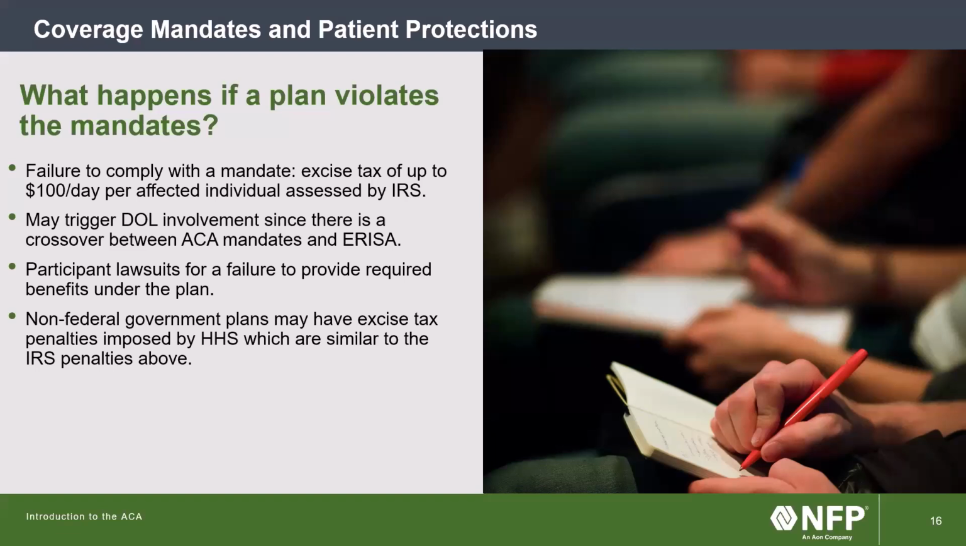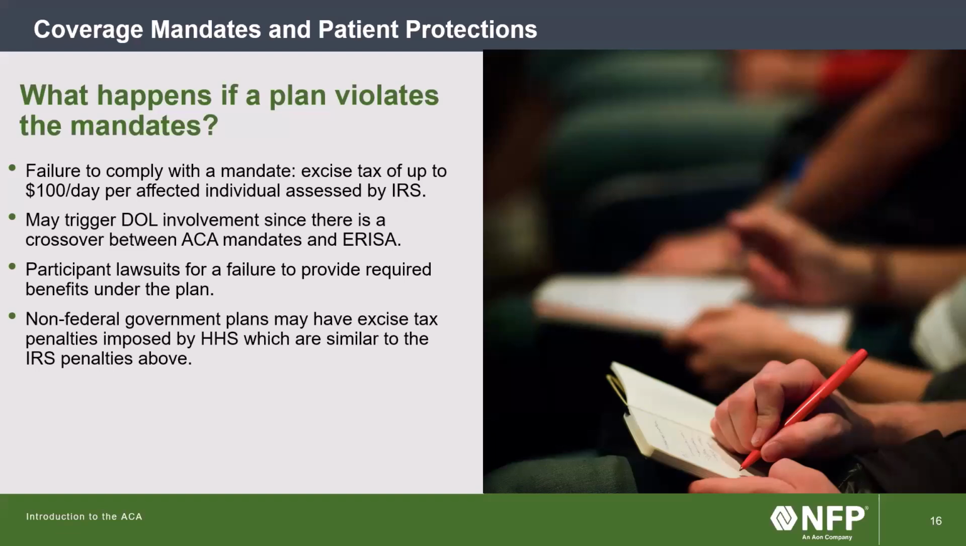And then also what we see sometimes is this second bullet point here. So DOL involvement. Because again, Patrick mentioned earlier too, we have a crossover between the laws with what the ACA mandates and what ERISA says. And if a plan is not covering things like a participant thinks they should have, or they think there's been a failure, someone may make a complaint to the DOL. And then the DOL opts to investigate the plan, to determine are they complying with these mandates. There can also be situations where participants bring lawsuits against the plan for failure to provide benefits that should have been required under the plan.